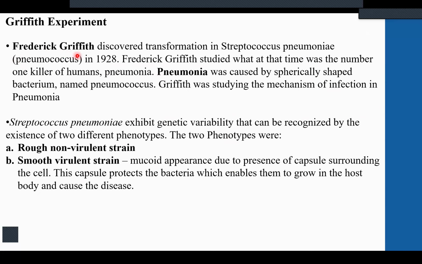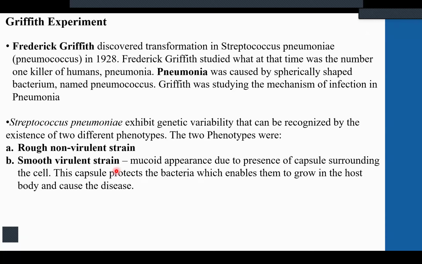Frederick Griffith is a scientist who was working on pneumonia. Pneumonia was a widespread disease present in the 1920s. In 1928, Frederick Griffith was working on the causative agent of pneumonia, which is Streptococcus pneumoniae. What he studied at that time is that Streptococcus pneumoniae has two types of strains. The first is a rough strain and the next is a smooth strain.